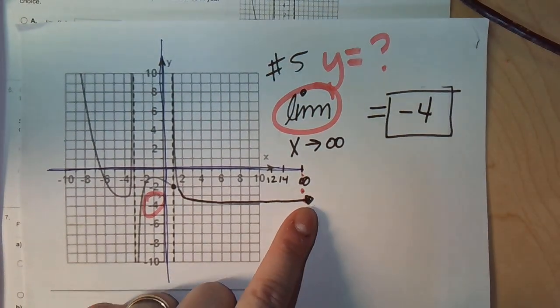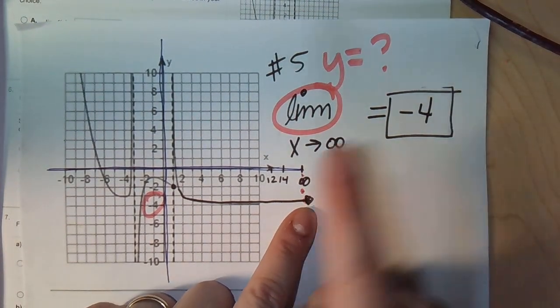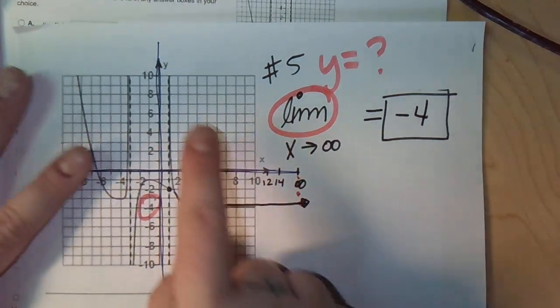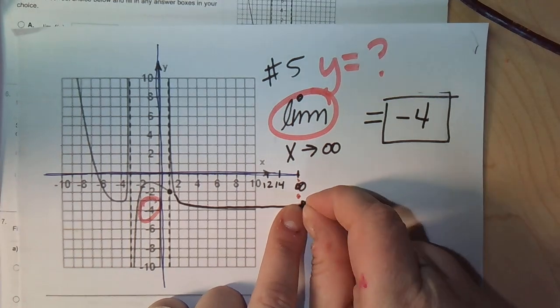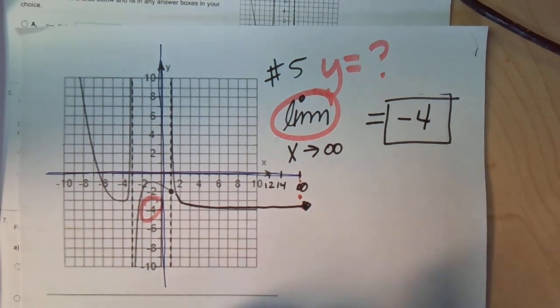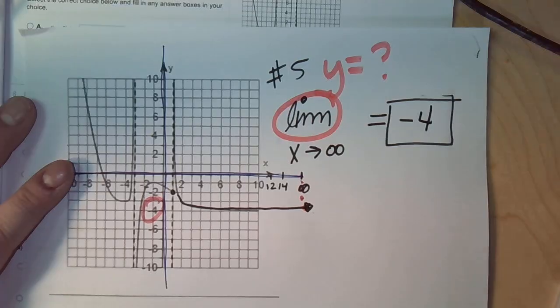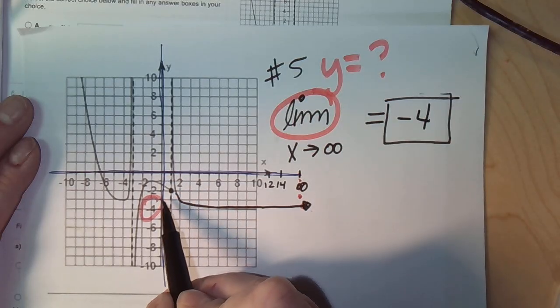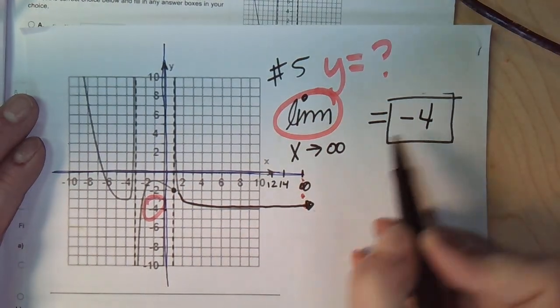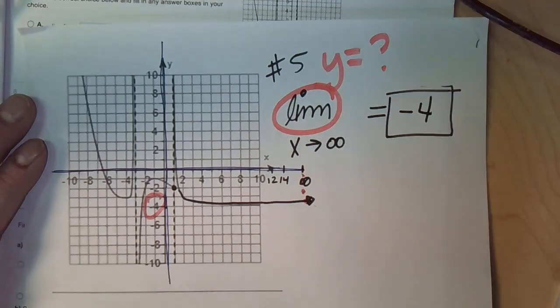So the question was, what's the y value when x is infinity? Well, if you keep drawing this curve, x is infinity on the very right side. And the y value, we had to go down 1, 2, 3, 4. So that's why it's -4.